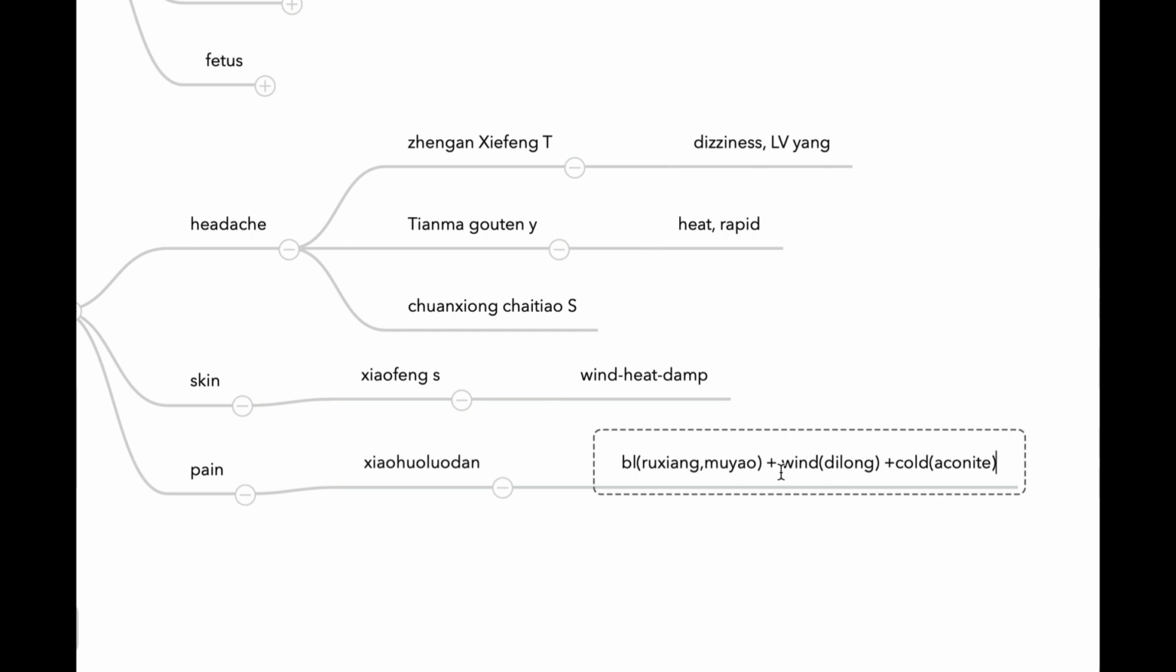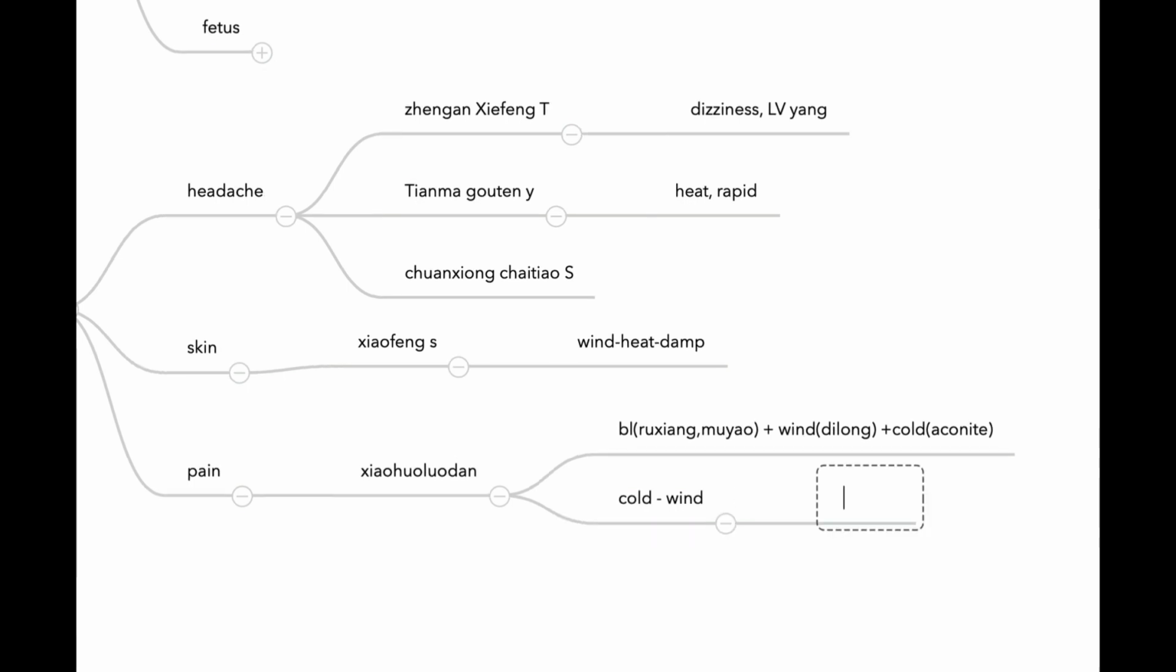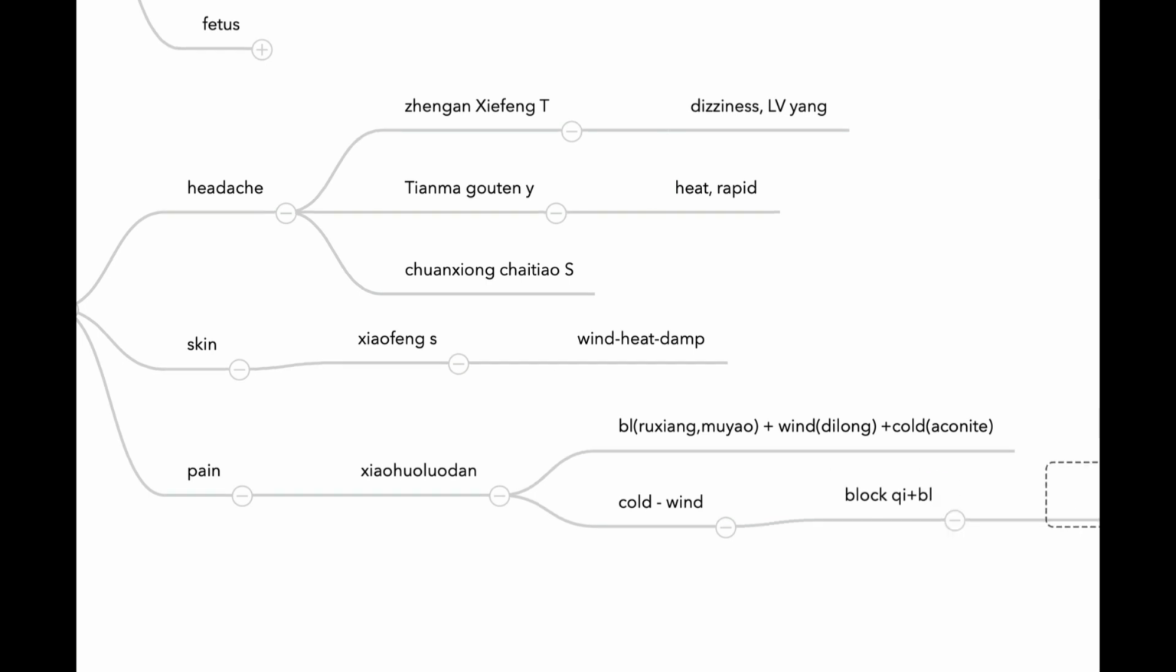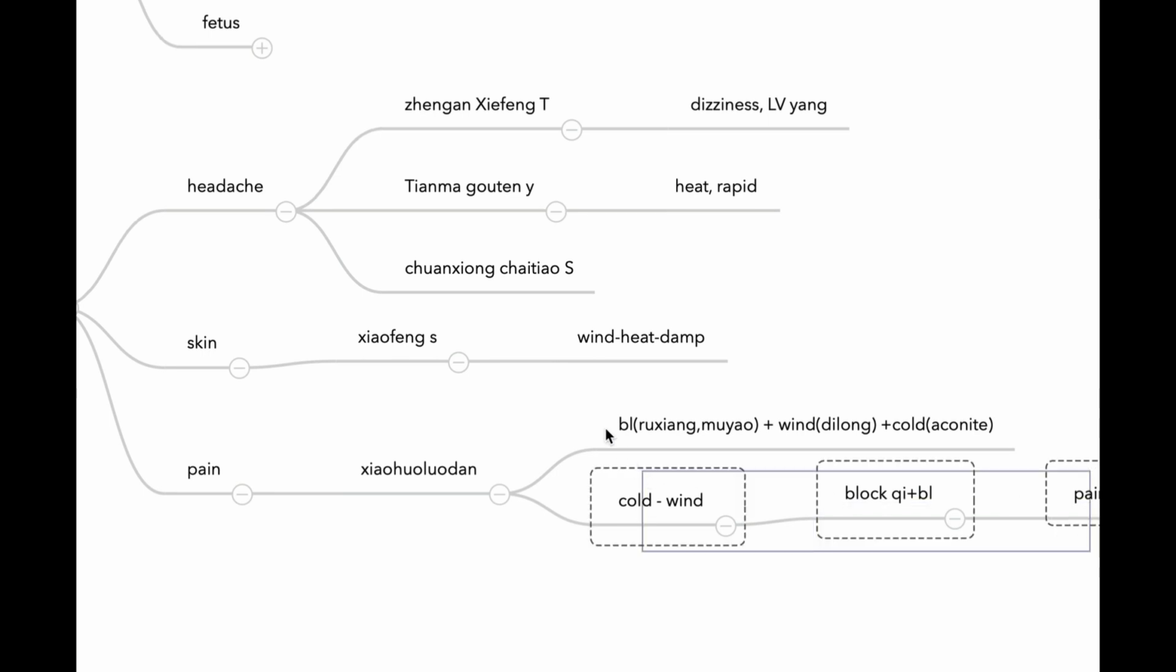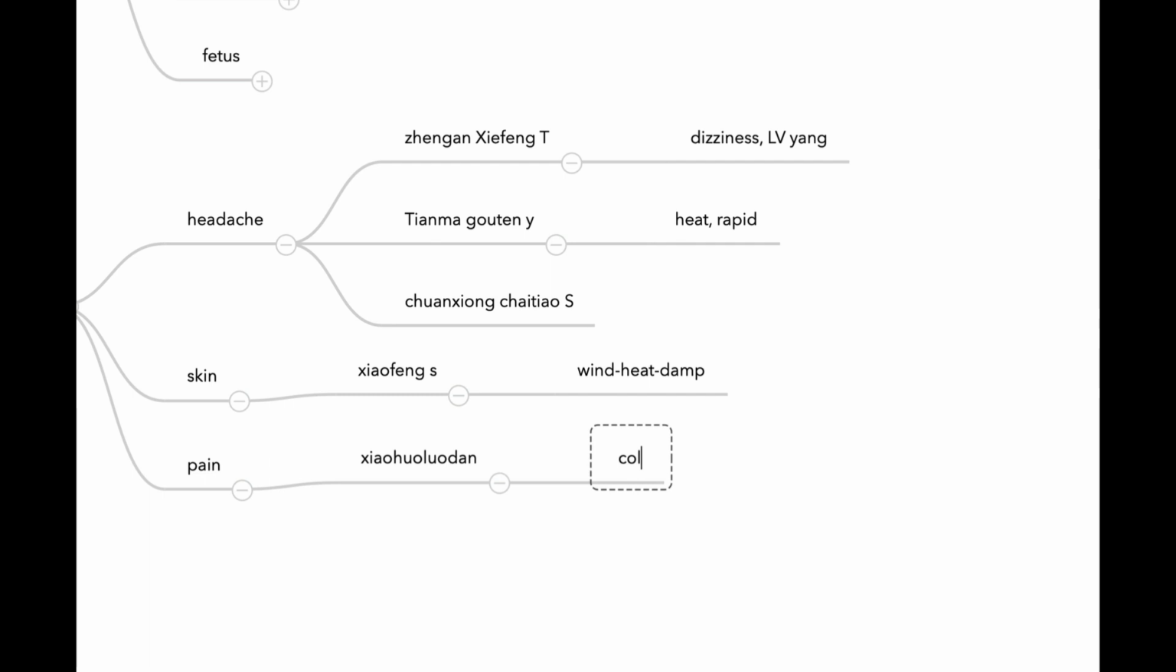Most of the mechanism inducing pain: coldness and wind block chi and blood. And if there's a blockage, there's a pain. So Xiao Huo Luo Dan treats all kinds of pain with cold property.